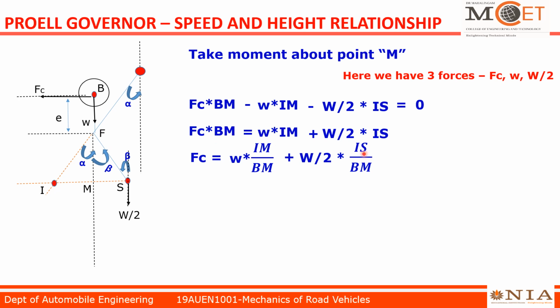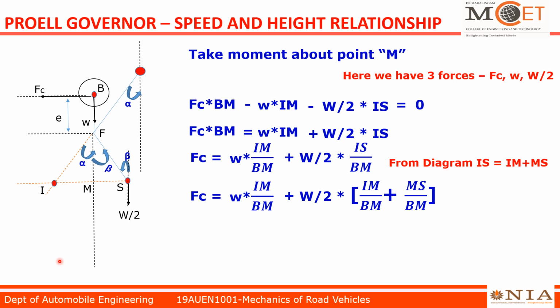Here you can note it is Is. Here it is Bm. If it is Fm, we can easily calculate. So that Is equal to, we can say Im plus Ms. So first we have to simplify that. From diagram, we can say Is equal to Im plus Ms. Fc equal to small w Im by Bm plus caps W by 2 into Im by Bm plus Ms by Bm. Here Is equal to Im plus Ms.